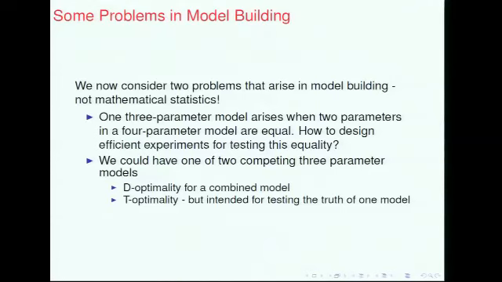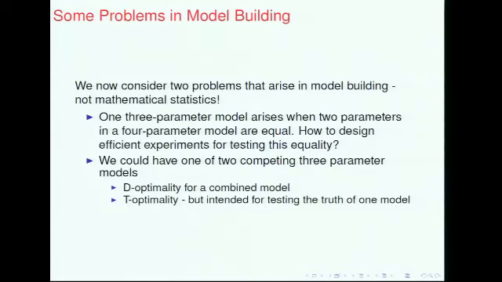Okay, so these designs were found for a variety of other inhibition models as well. But in the remaining time, I'd just like to move on to talk about some problems that arise in model building rather. When I say not mathematical statistics, what I mean is in mathematical statistics, you start with a model and you deduce properties, and of course that's what we were doing for finding these d-optimum designs. Here are a few problems that arose that were of interest.